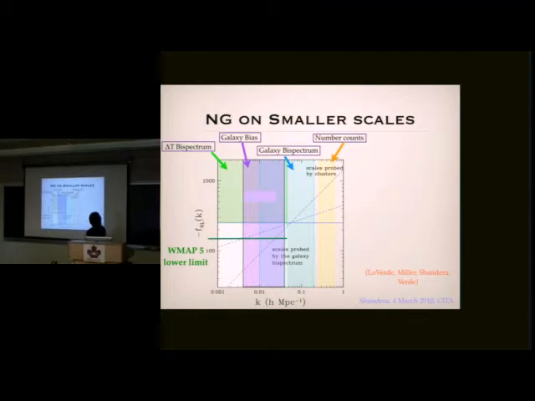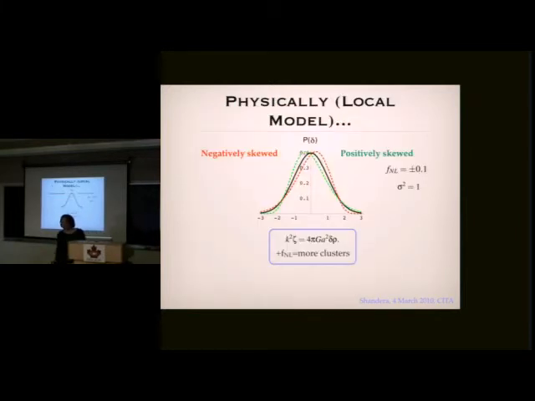So this was the original reason that we got interested in this paper. Is there a regime where more than, so typically the four-point function is going to dominate the skewness?